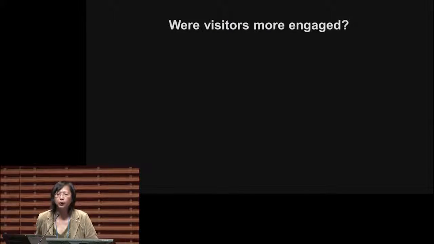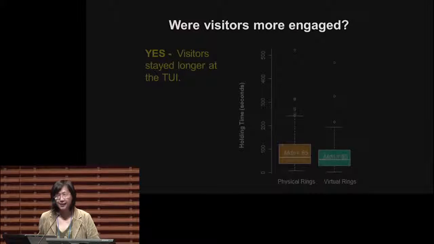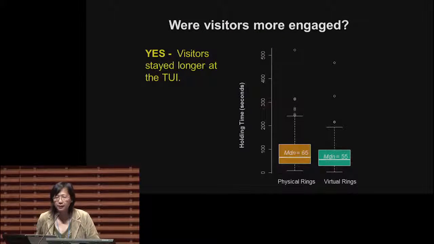So there are different ways of thinking about engagement, and there are different ways of measuring engagement. One common way of doing so in the museum field is to measure holding time at an exhibit. So remember, this is a free choice learning environment. If someone's not interested, they're turning around and they're leaving. Was there a difference? Yes. There was a difference. This was statistically significant. More people stayed at the version with the physical rings than the virtual rings.